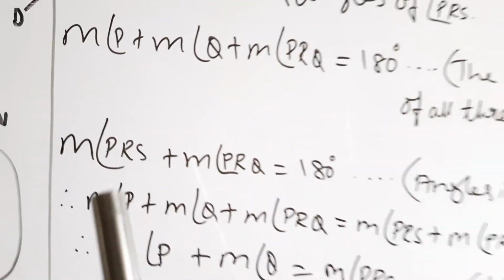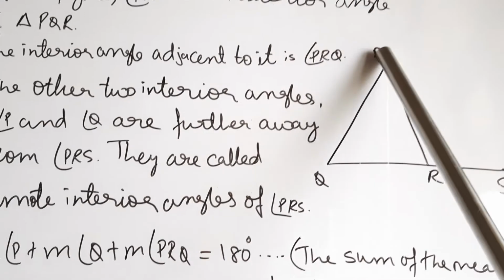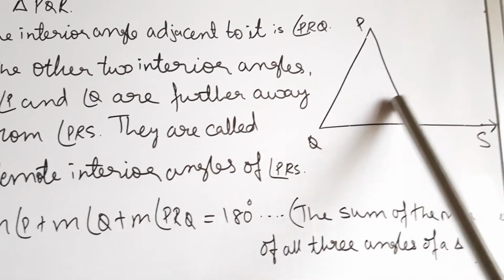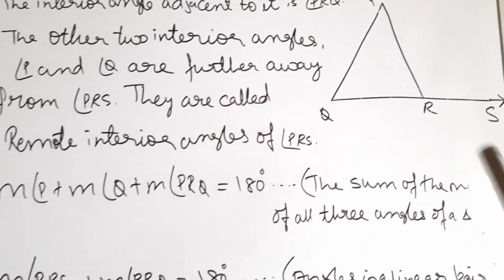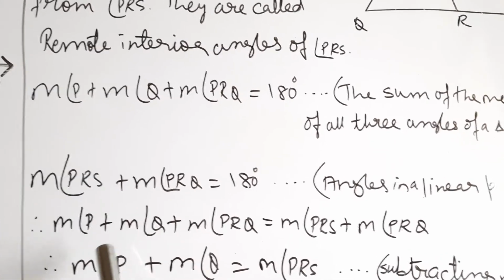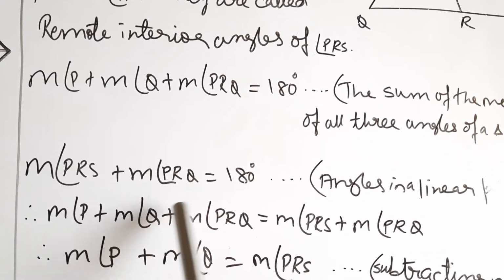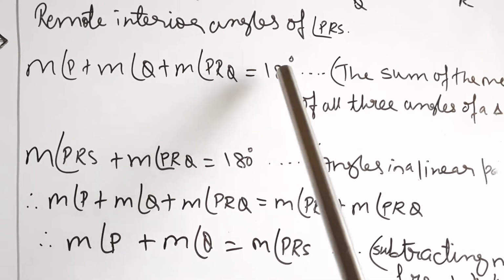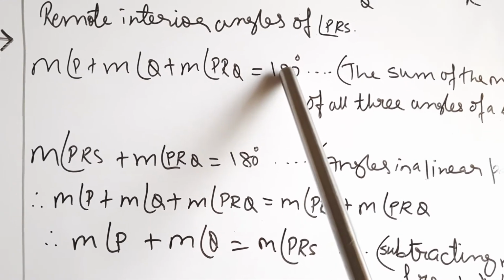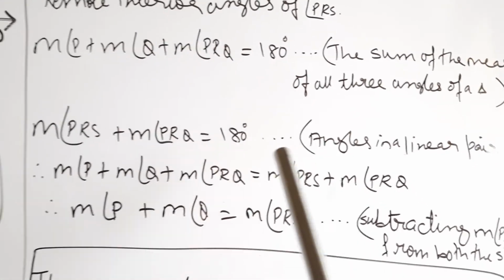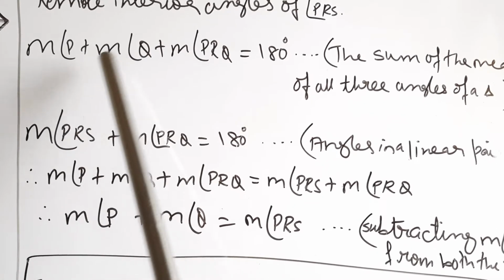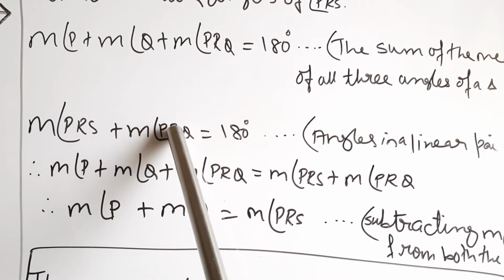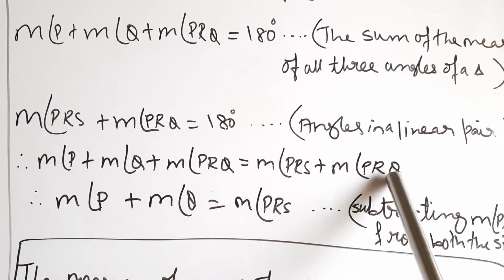Measure angle PRS and measure angle PRQ are adjacent angles. You can see PRS, which is the exterior angle, and PRQ is an adjacent angle, and they are forming a linear pair of angles. Therefore, measure angle P plus measure angle Q plus measure angle PRQ is equal to measure angle PRS plus measure angle PRQ, because the right hand side is 180 degrees in both. So we have the right to write down that statement.